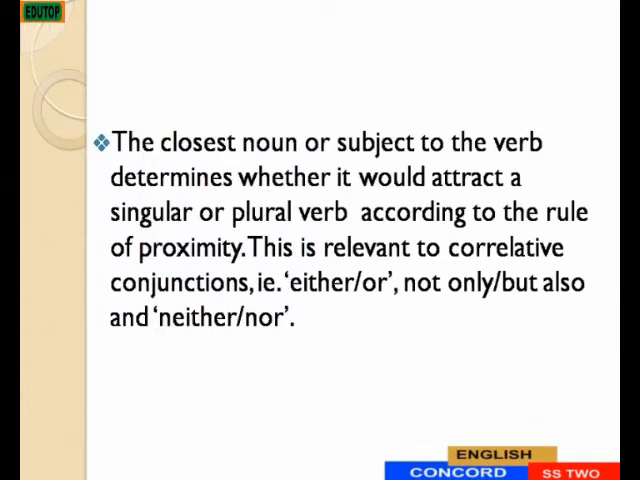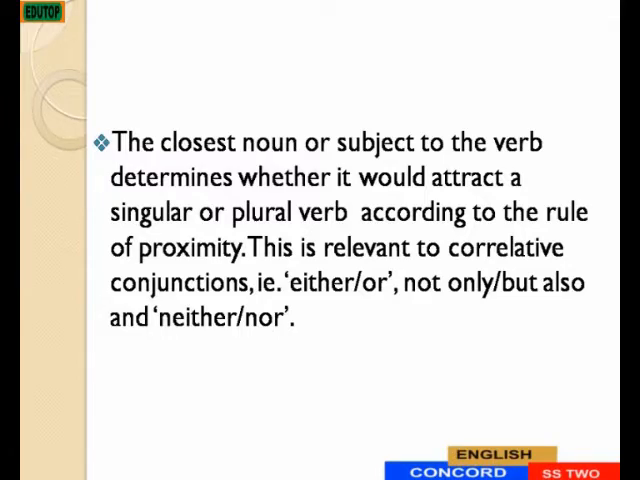The closest noun or subject to the verb determines whether it would attract a singular or plural verb, according to the rule of proximity. So this rule states that the nearest noun or subject to the verb will determine whether the verb is going to be in the singular or in the plural. This is relevant to correlative conjunctions like either...or, not only...but also, and neither...nor.